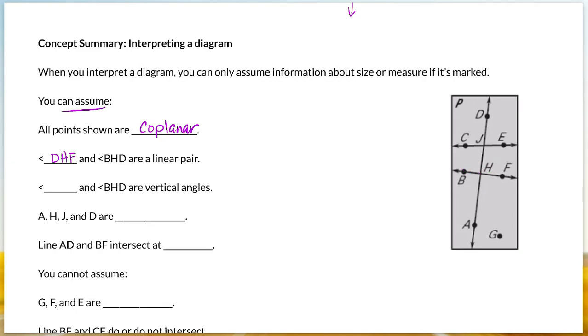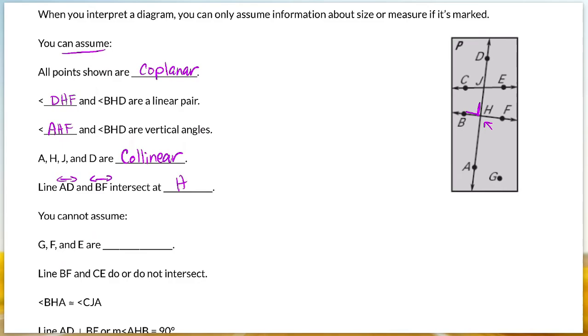The next one is talking about BHD, so again, that one there, and they want vertical angles, so vertical to it would be this one down here, and so I'm going to say angle AHF. They said points A, H, J, and D are collinear. As you can see in the diagram, they do have a line drawn connecting them. And line AD and BF are going to intersect at point H. We can see that in the diagram.